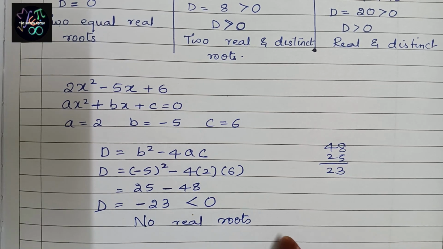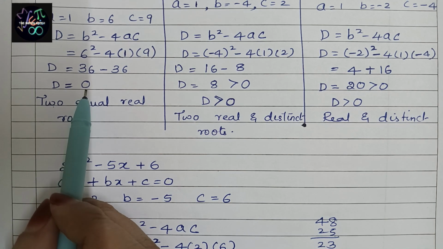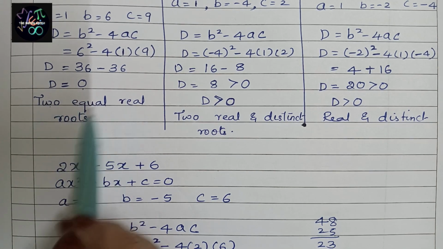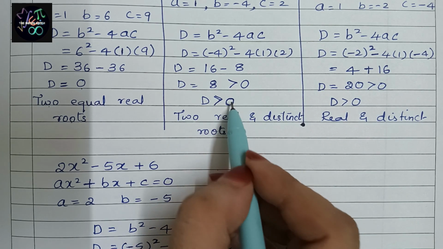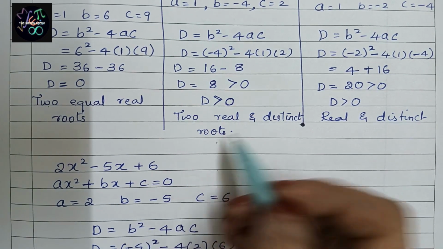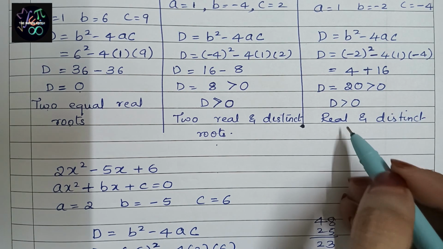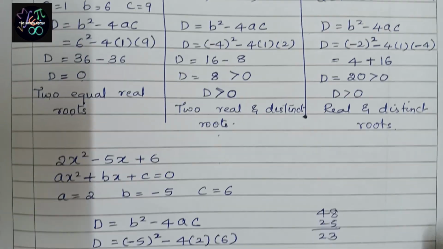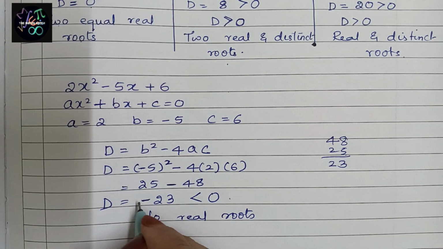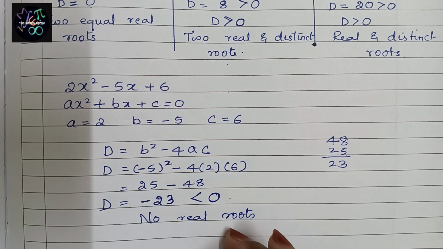So here we have solved 4 questions. In the first one we got the answer as 0, so we wrote equal real roots. In the second one we got 8, which is greater than 0, so D greater than 0 means real and distinct roots. Third also we got 20, which is greater than 0, real and distinct roots. And the next one we solved, we got negative, that is less than 0, no real roots. These are very important questions for board examinations.